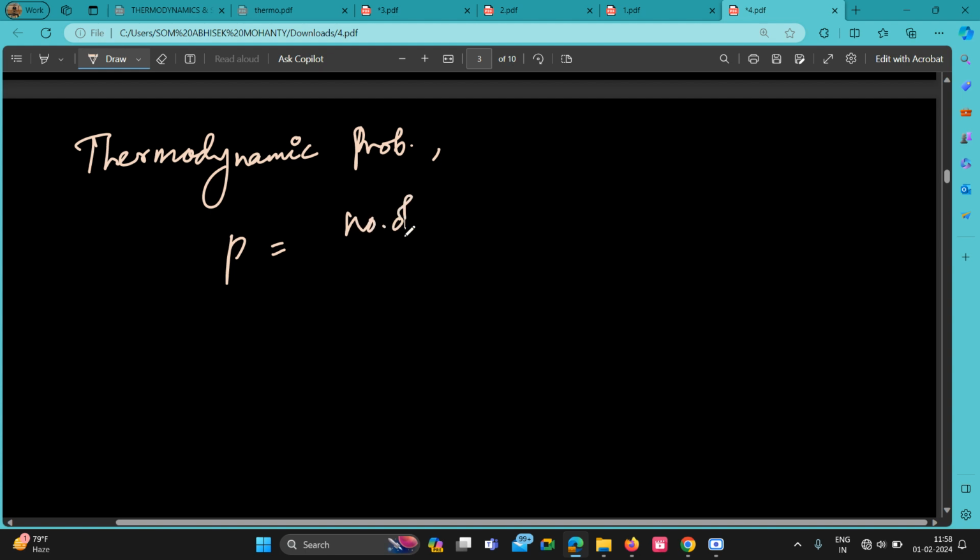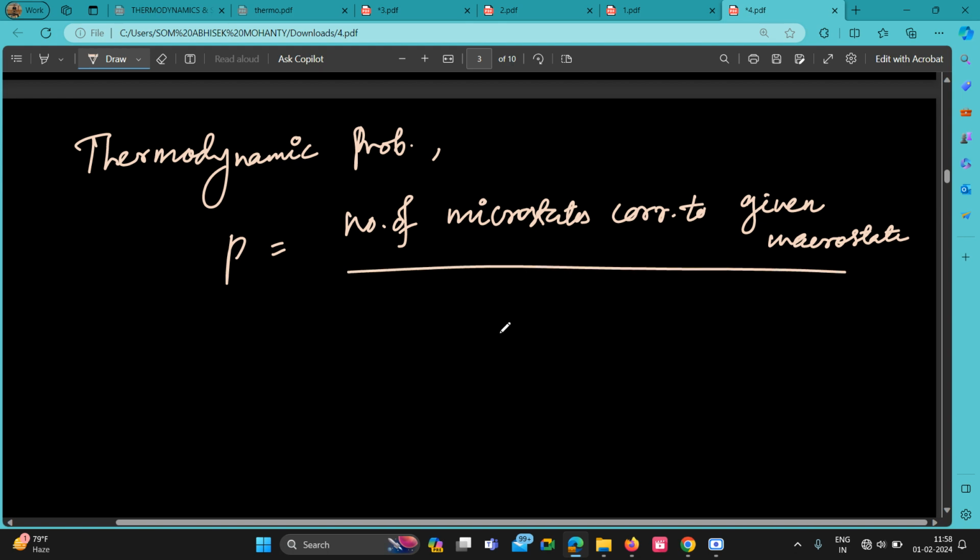Next is thermodynamic probability. Thermodynamic probability P is equal to the number of microstates corresponding to a given macrostate divided by the total number of microstates. So the number of microstates corresponding to a given macrostate divided by total number of microstates.